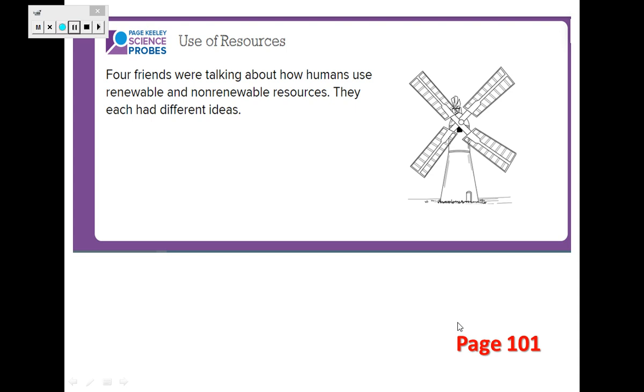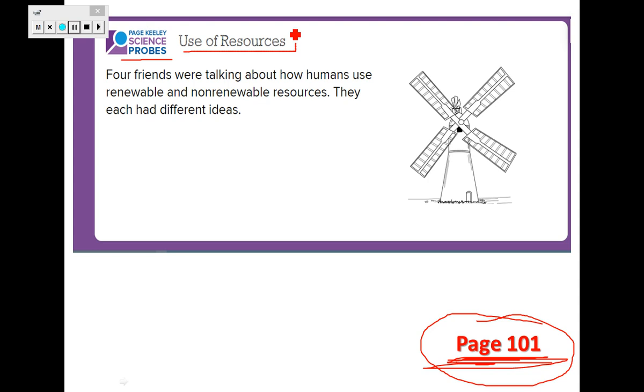Okay, I need all of you to open up page 101 because we will be working on that page, and please prepare your highlighter and your pencil with you. Okay, let's start with the science probes.